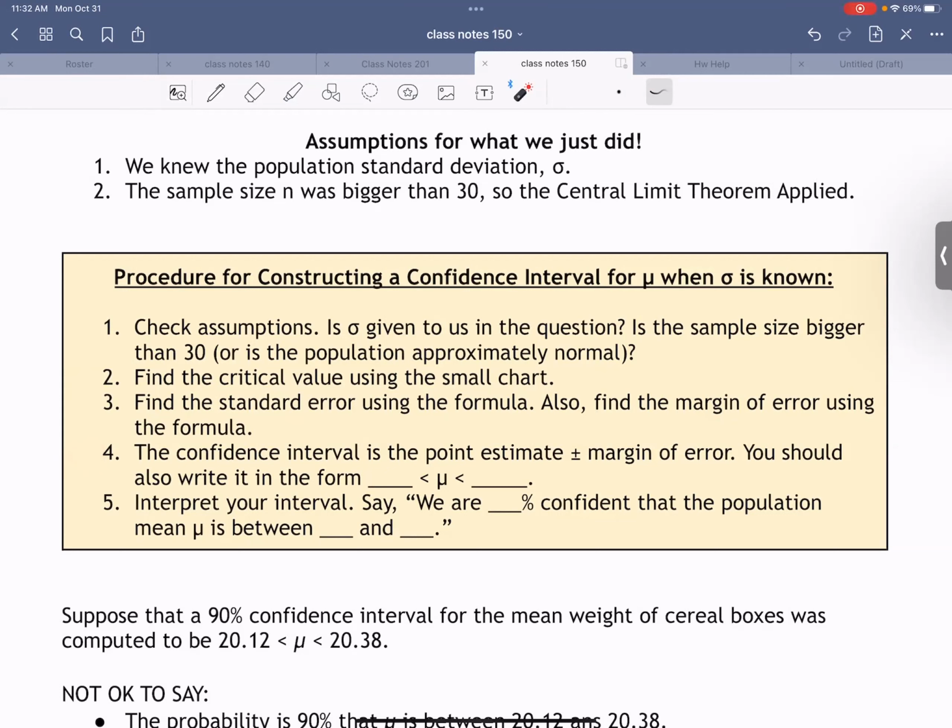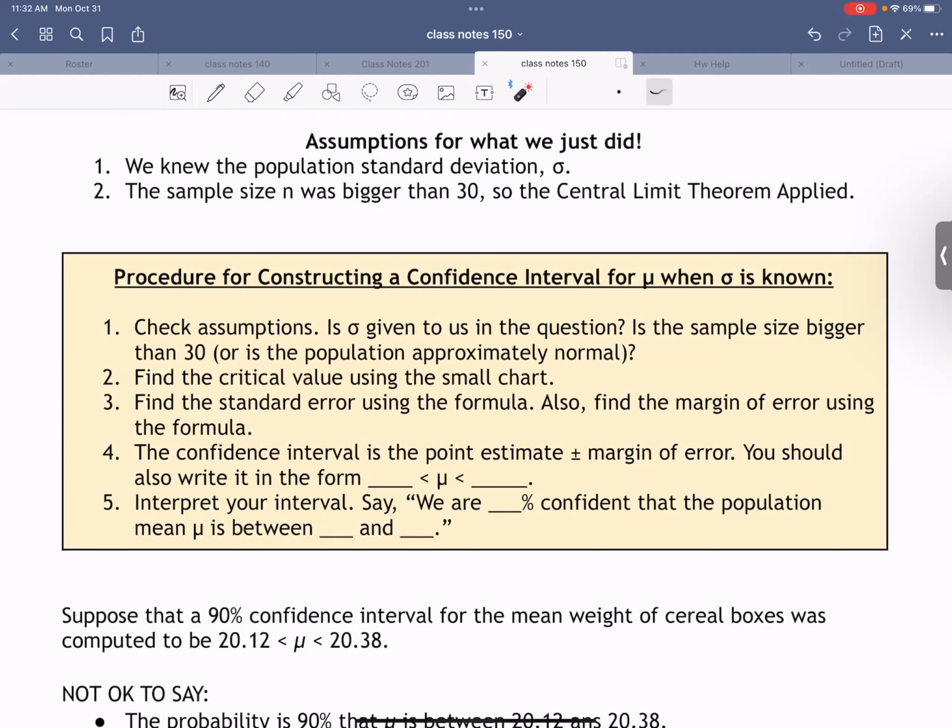Fourth, you're going to write the confidence interval. Remember, it's the point estimate, which is the sample mean, plus or minus the margin of error. You can write it in this form, which I told my students last semester to do, or you can also use the parentheses notation. I think that one's a little bit easier. Then you're going to interpret your interval by filling in the blanks: we are something % confident that the population mean is between the two numbers that we found.